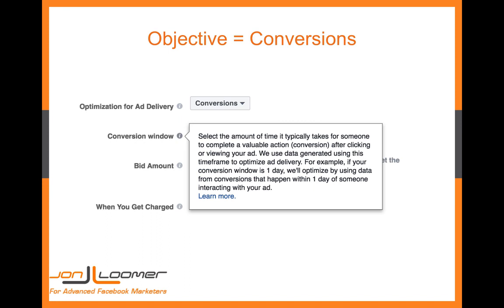So yeah, the conversion window: select the amount of time it typically takes for someone to complete a valuable action, like a conversion, after clicking or viewing your ad. Facebook uses data generated using this time frame to optimize ad delivery. So for example, if your conversion window is 1 day, Facebook will optimize by using data from conversions that happen within 1 day of someone interacting with your ad. So if you've got the type of product, for example, that people don't necessarily make an immediate decision on, it takes some time, maybe it's higher priced, a 1-day conversion window may not be ideal. You may want to use 7 day or 28 days.